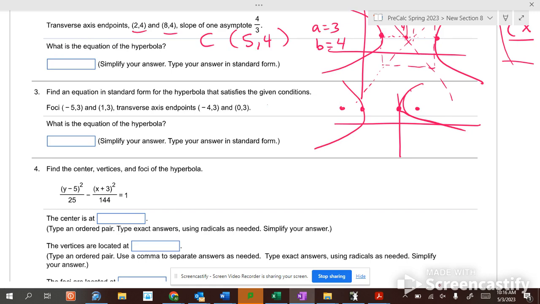Okay. Where is our center at? Halfway in between (-4, 3) and (0, 3) is what, Carson?